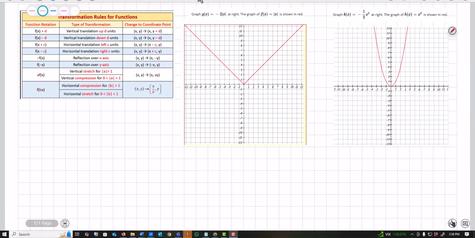All right, so when we're looking at transformations of functions, you'll always hear me mention, always start with the toolkit function. And the toolkit function in this case, you can see, is the absolute value of x, and the toolkit function in this case is x squared. They're just your basic starting point.